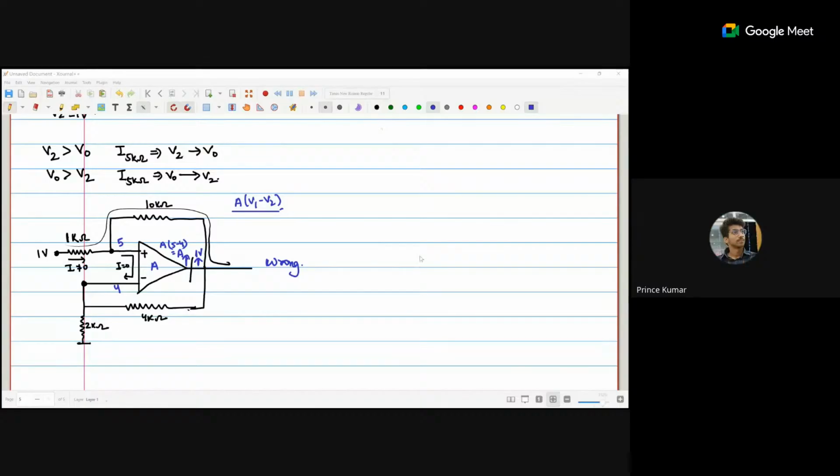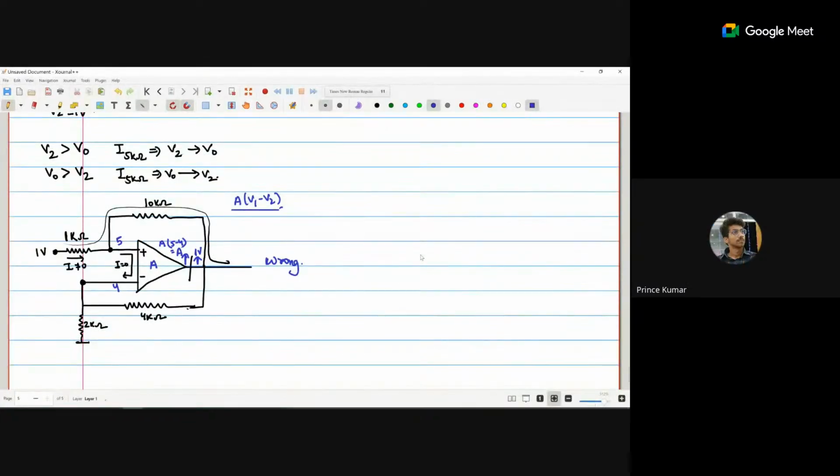Understand or not? Sorry, sir. I didn't get it. Okay, you can get it. I just apply 1 volt here, and after all calculation, I am getting 5 volt here and 4 volt here. I am just taking the assumption. I am not solving this circuit right now. I am just assuming that I am getting 5 volt here and 4 volt here. Is it clear?